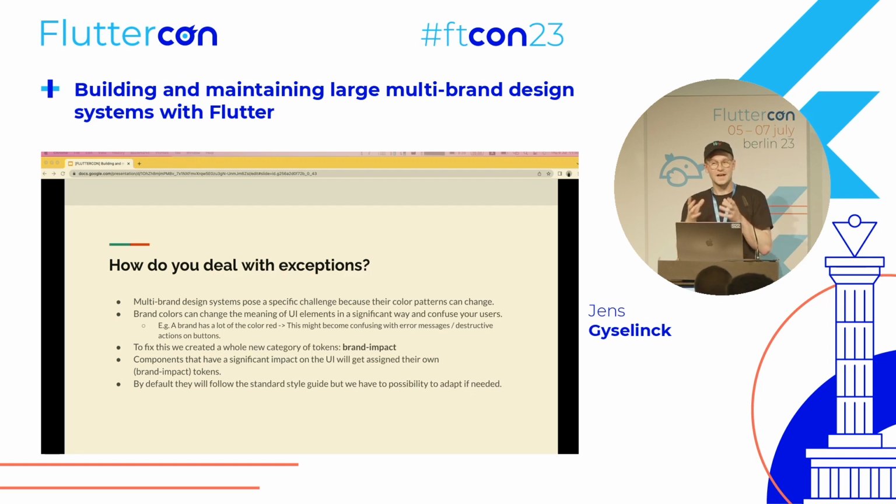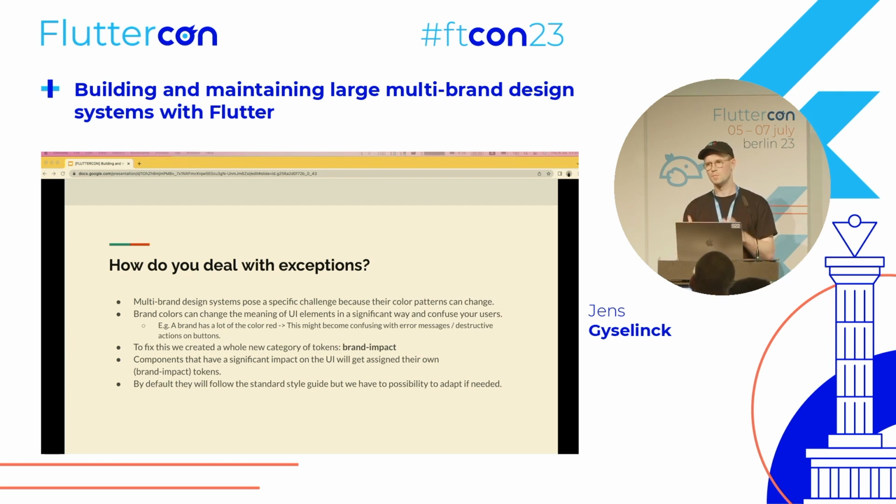So we actually had this real world example where the primary brand color from a bank was bright yellow. And by default, we use the primary color for all of our buttons. And all of a sudden, all of our buttons were yellow and the contrast was ruined and it was ugly. So what we did was we did a full analysis of all of the components that we have, and we identified a whole new category which we call brand impact components.